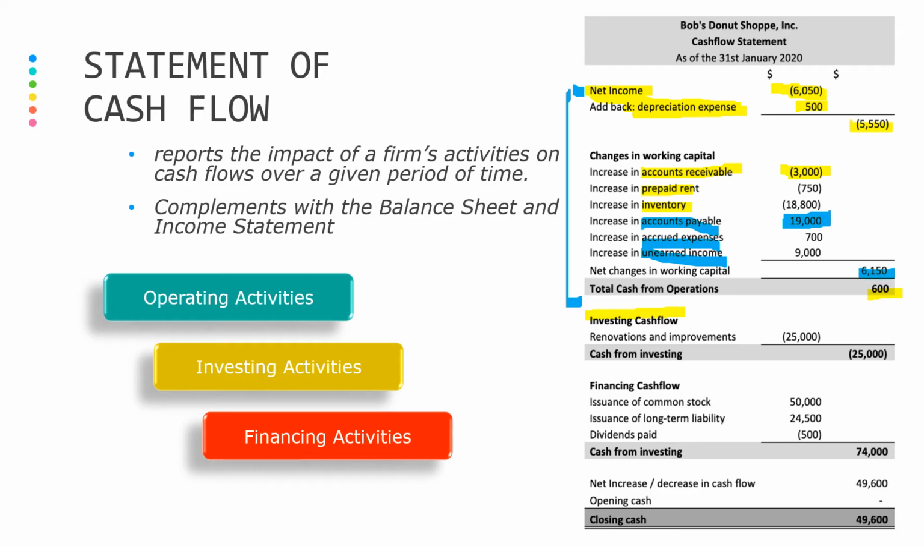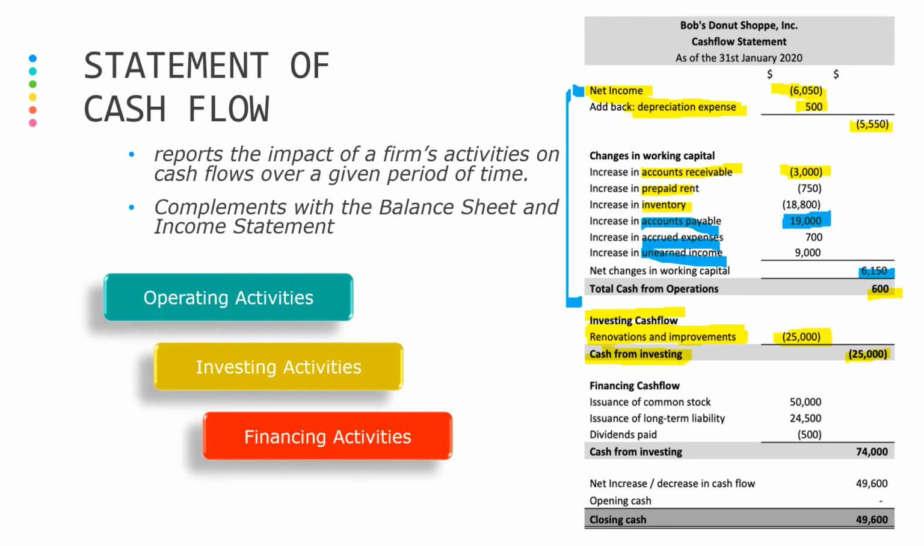So if you can observe here, renovations and improvements could be part of your long-term assets. Now, when a company renovates, or when a company makes improvements to its building or its land, the company uses cash, definitely. So because of that, there is a cash outflow. In other words, it is a deduction from the cash flow statement. So here, the cash from investing is a negative 25,000.